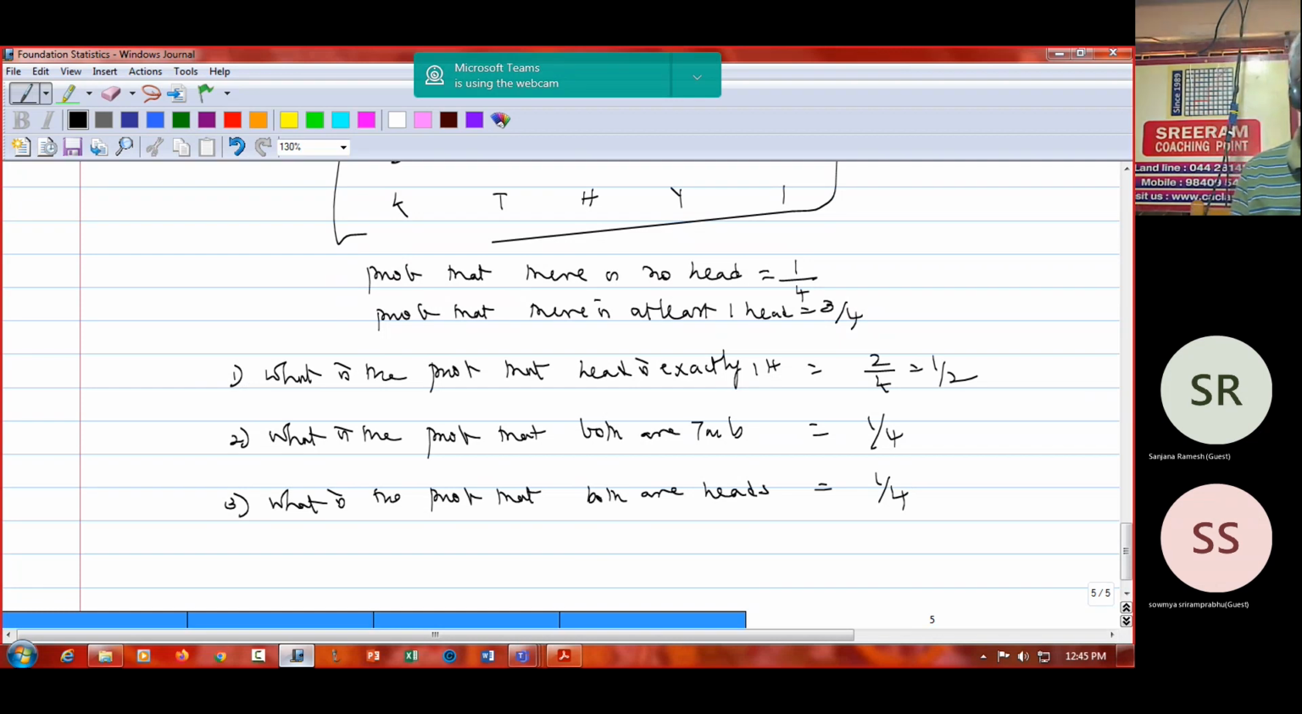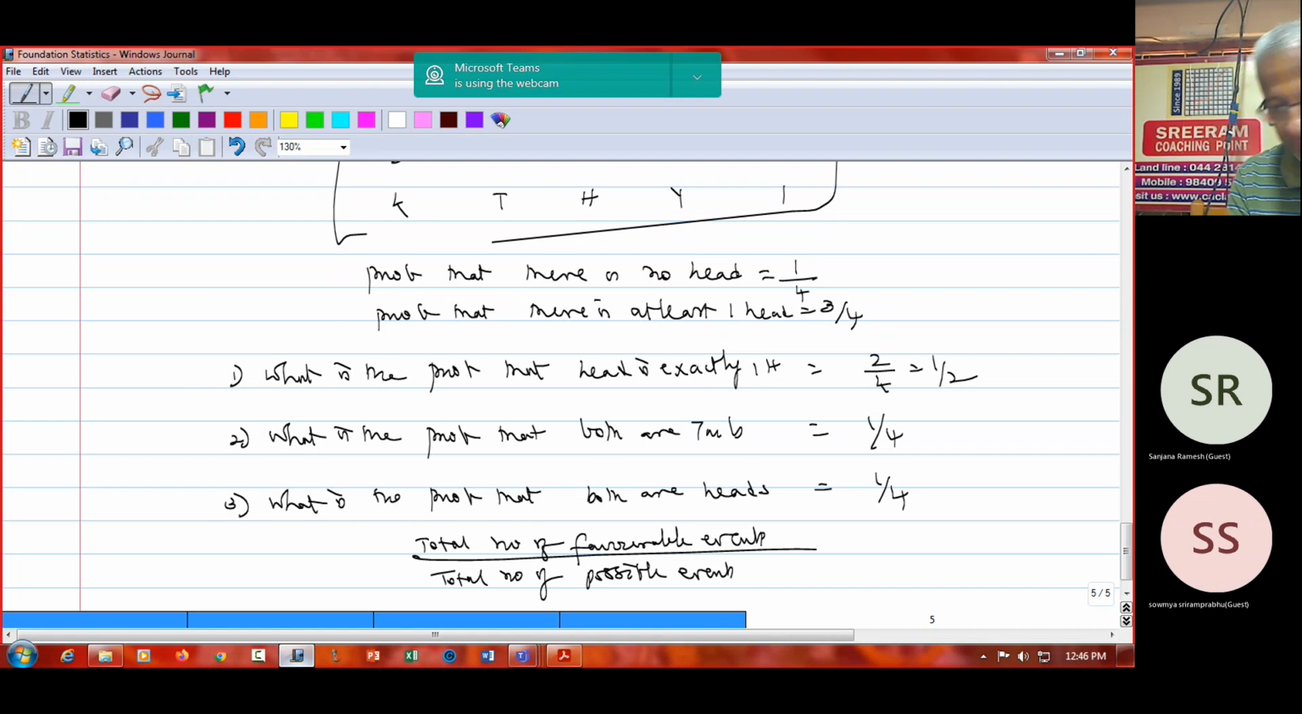Correct. So, in all these cases, total number of possible events, favorable events, divided by total number of possible events. That is probability.